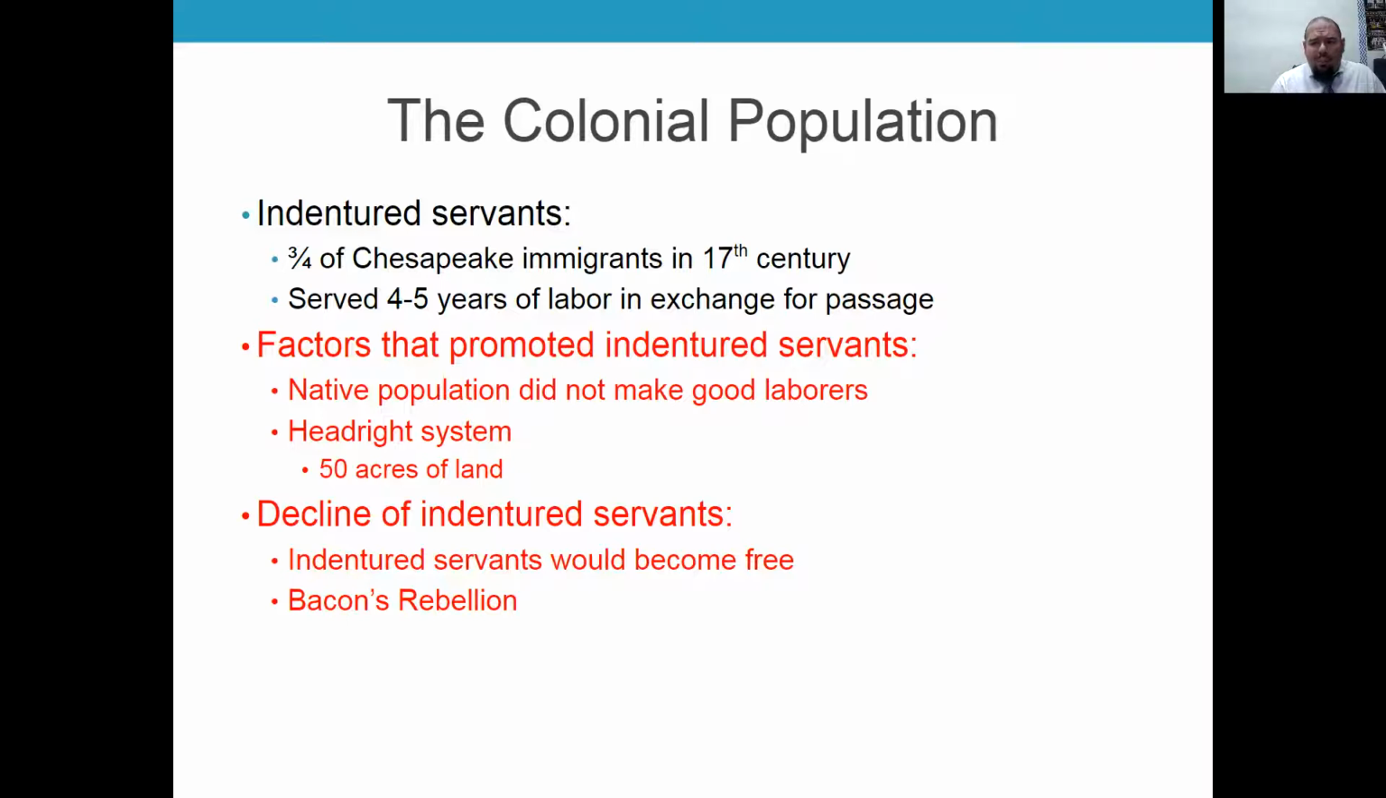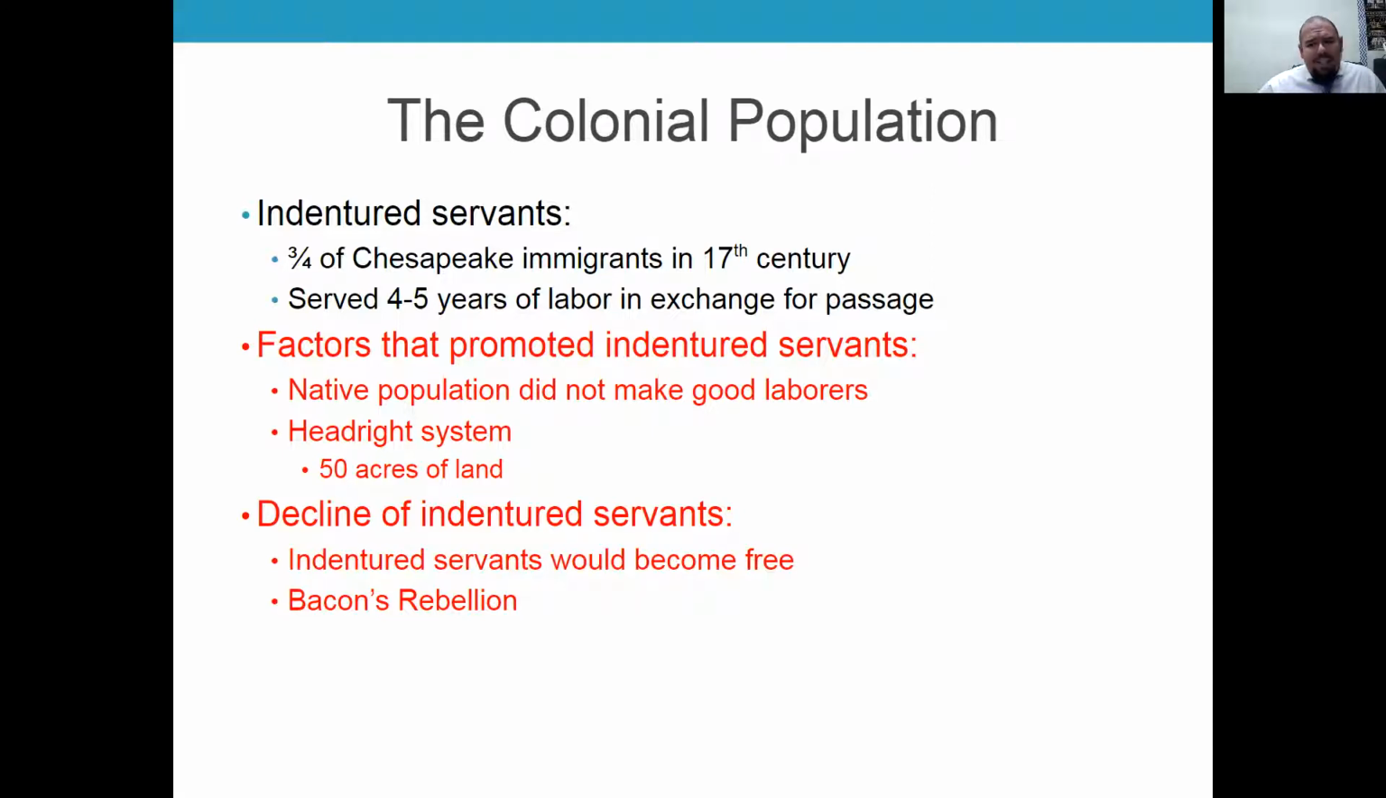Indentured servants, going back to last chapter, there are a lot of them. That's how most of them came to America. If they didn't have a lot of money back in England, they would work off their debt in exchange for passage. So, for example, 3/4 of the Chesapeake Bay, Virginia, Maryland colonists, 3/4 of the population were indentured immigrants throughout the 1600s.